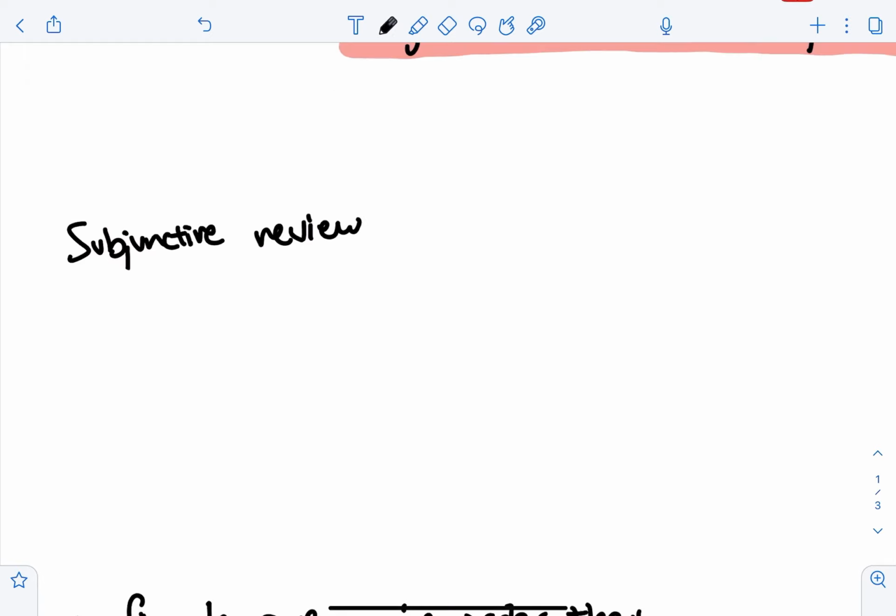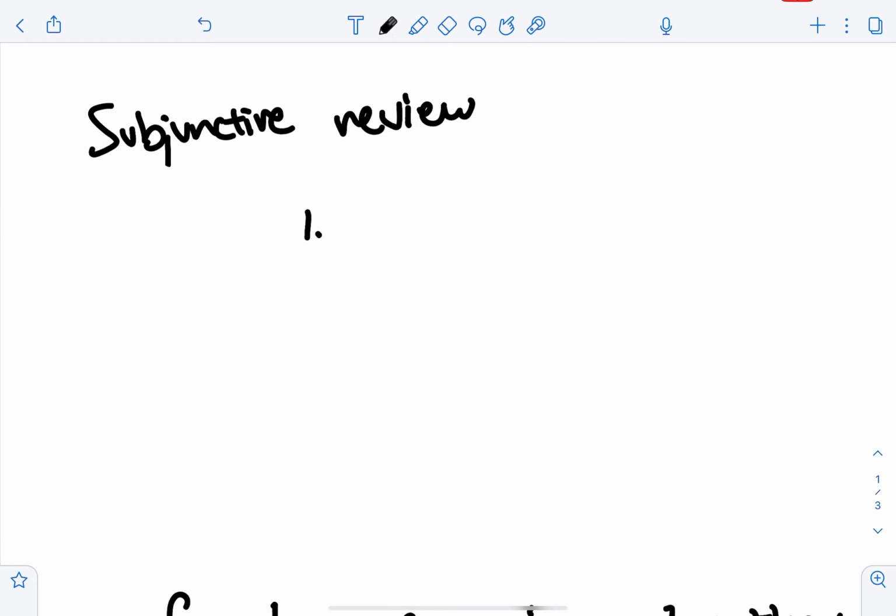Let's do a quick subjunctive review. Write down the 3 steps. You should have written down: go to yo, drop the yo, check for car, gar, zar, are, and then add the opposite vowel ending.